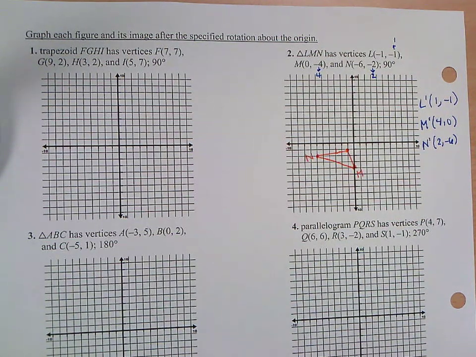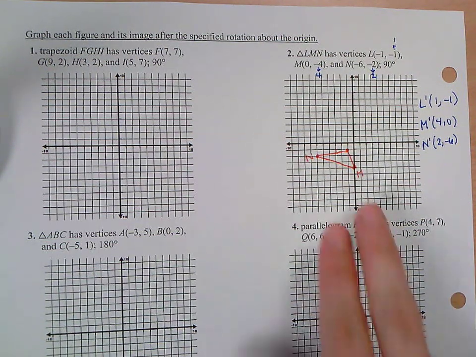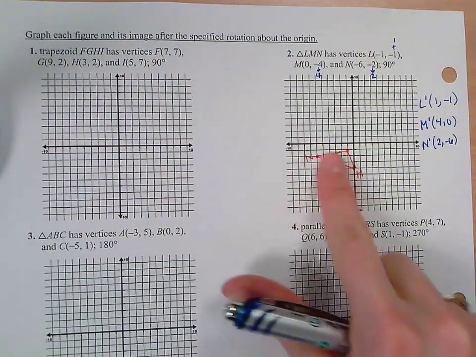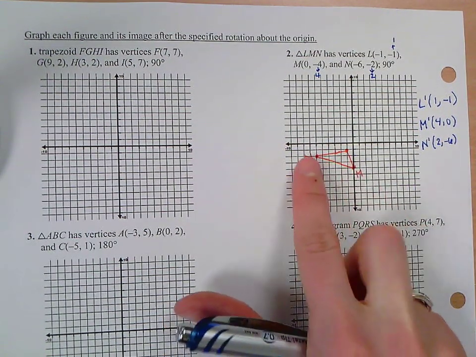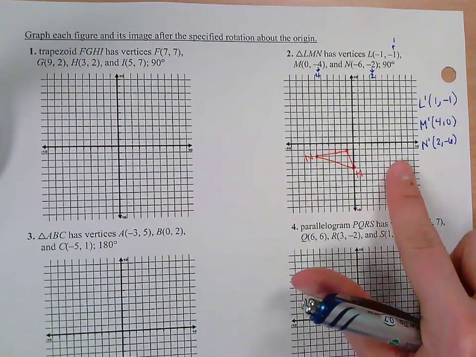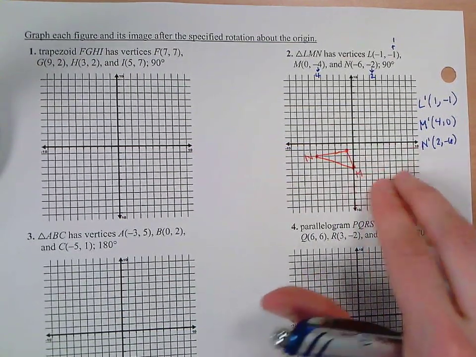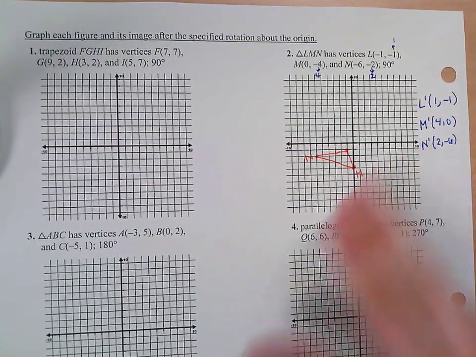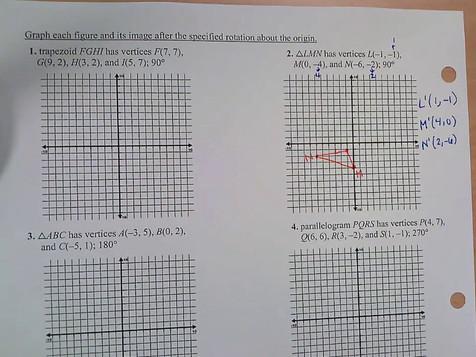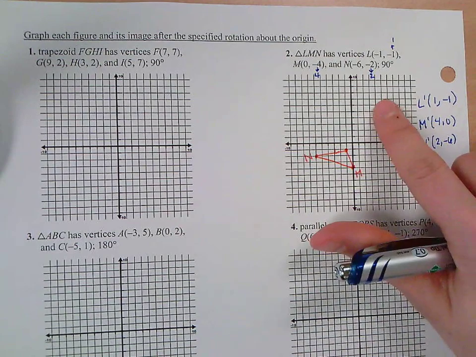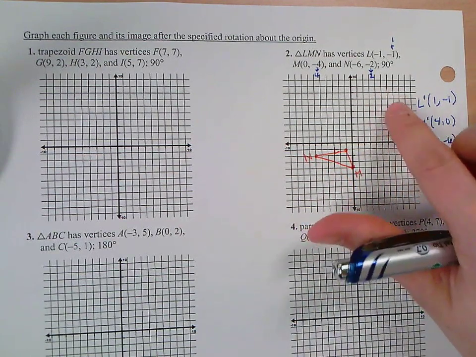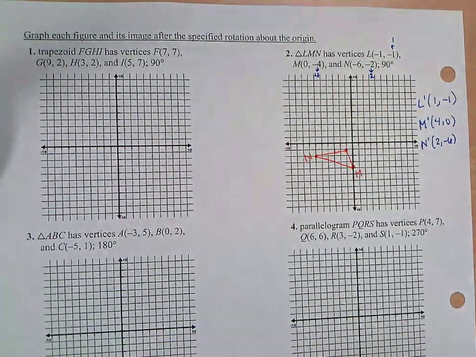And think too about where it should end up. Right now, we're in the third quadrant. So if it's rotated 90, that's a quarter of the circle. So as you're graphing this, make sure it ends up approximately where it should be. If it was rotated 180, it'd be rotated 2 quadrants, and then 270 would be over here.